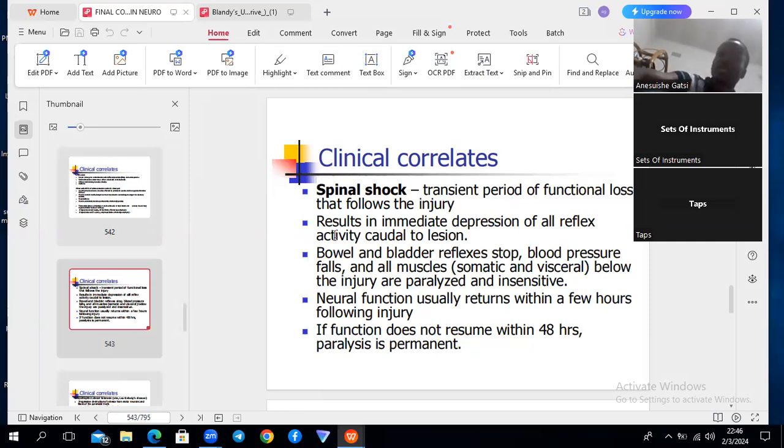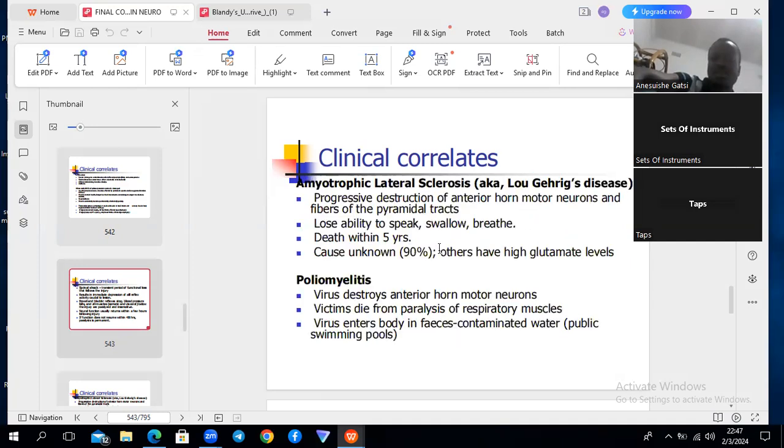Then spinal shock. Spinal shock is basically a transient loss of neurological function after injury, meaning they will recover, but they will somehow retain their primitive reflexes afterwards. So just know that spinal shock is a transient period of functional loss that follows the injury. It's a different concept on its own, which we'll talk about.